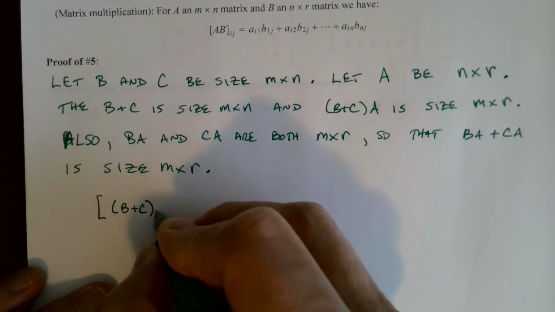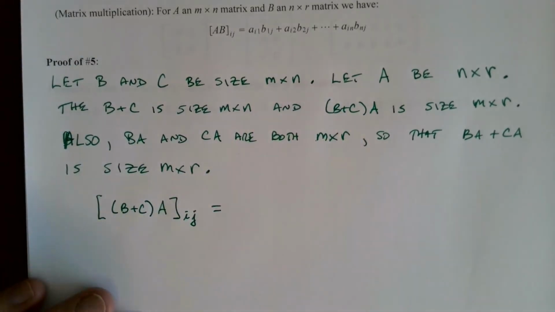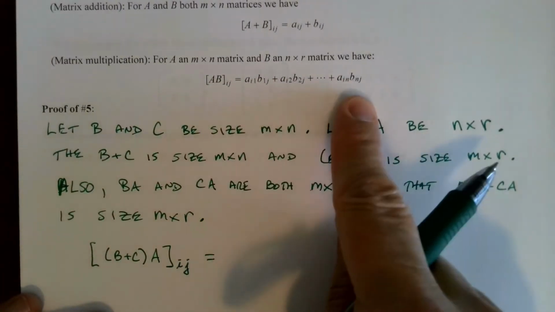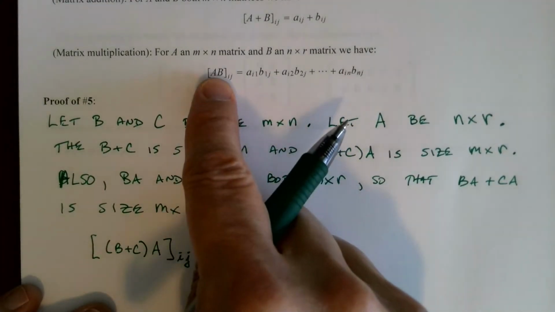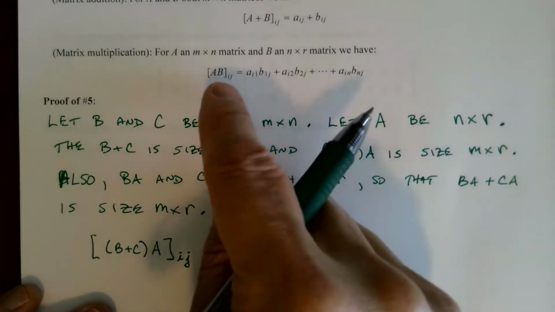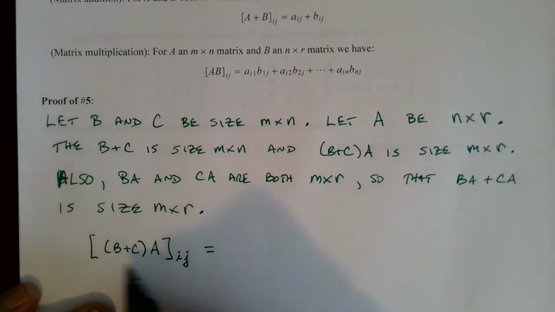So I want to look at the ijth entry of this. And remember, we talked about, here's in general, right? So in this case, notice the B plus C is the A, and the A is the B. So don't get too confused how that's going to work. So to do this, I take what? The ith row of B plus C and dot it with the jth column of A.